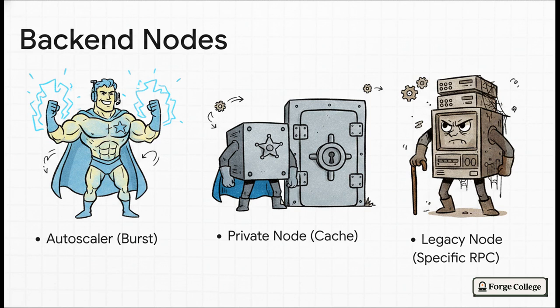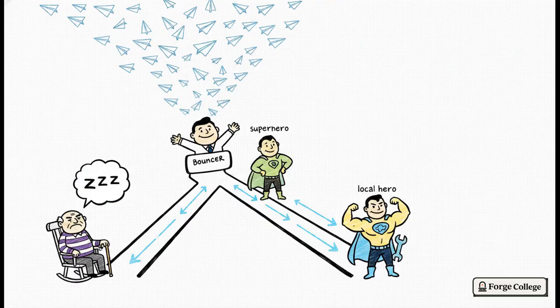And number 3 is our legacy node. This is the grumpy grandpa of the network. He doesn't want to be bothered by massive concurrency, but he possesses very specialized RPC extensions that nobody else has. So how do we route traffic to this quirky trio? Well, we split it up by route.